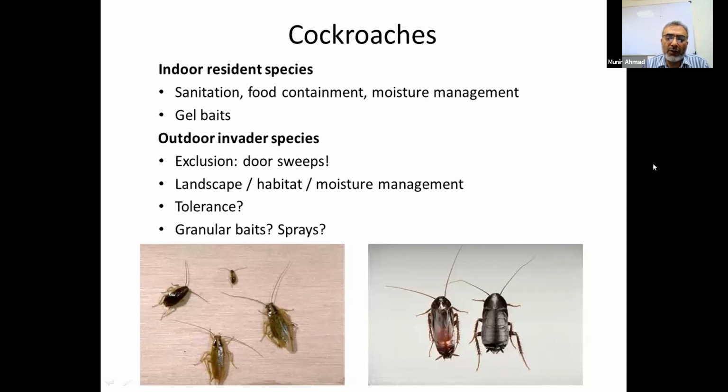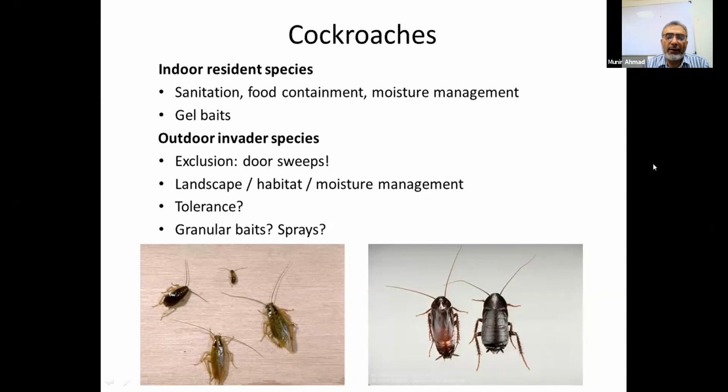So there are different ways you can use. The easiest and most convenient way is the use of baits, or generally we call them gel baits. For granular bait, we can use boric acid, which can be spread on shelves or other places in the kitchen where these are commonly present. Use of pyrethroids or organophosphates is common for their management if they are out of limit.